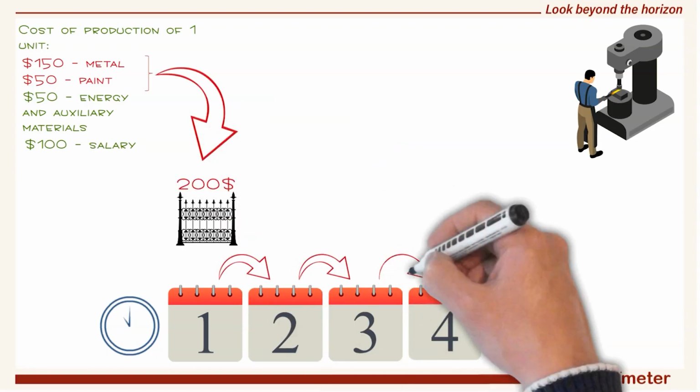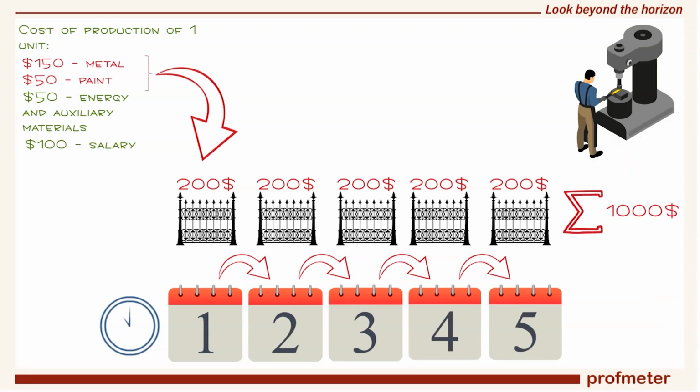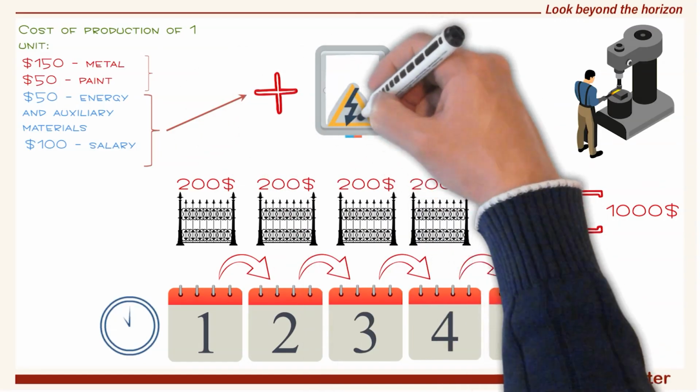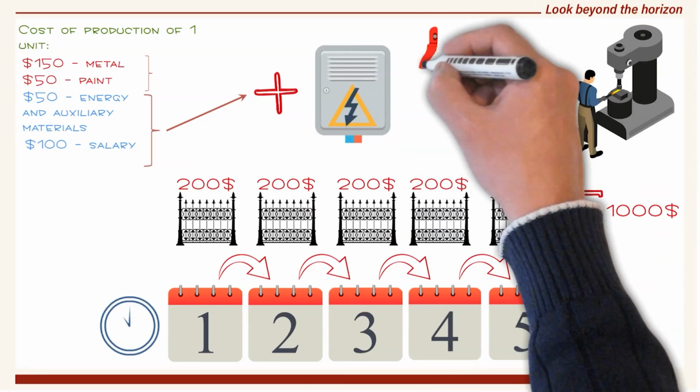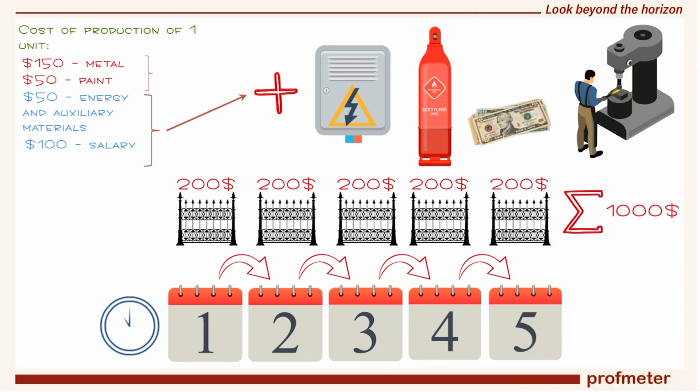Everything seems fine, until suddenly we run out of money again. Wait, what? Why? The answer is simple. Production doesn't run on air. It consumes electricity, auxiliary materials, and resources. And we forgot to budget for those.